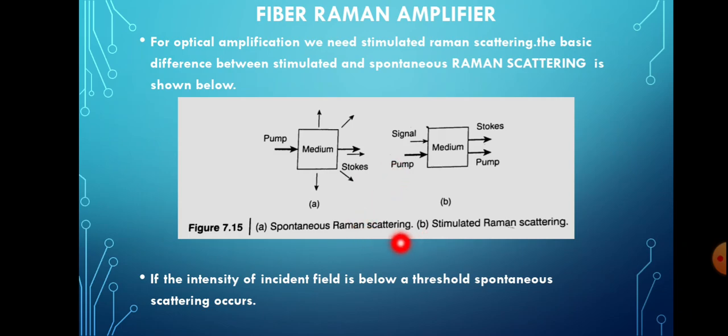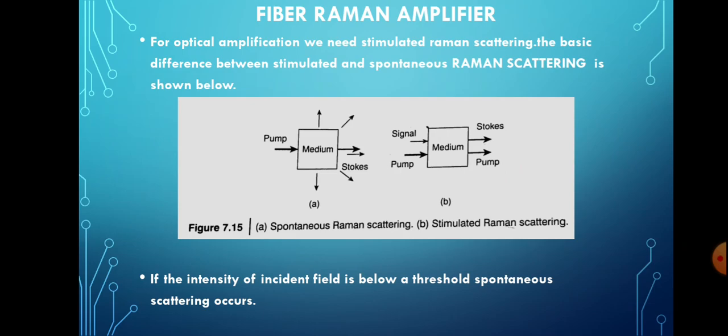In the case of stimulated Raman scattering, along with the pump signal, our original transmitting signal will be there. There should be another signal along with the pump signal. So both will go into this optical fiber cable or any type of medium. As a result, the light will be scattered out, and that light will contain Stokes waves and also the pump signal. So in the medium, in the case of stimulated Raman scattering, there will be a signal along with the pump signal, and at the output, Stokes waves as well as the pump signal will be produced.